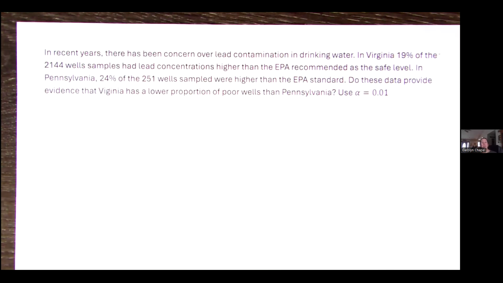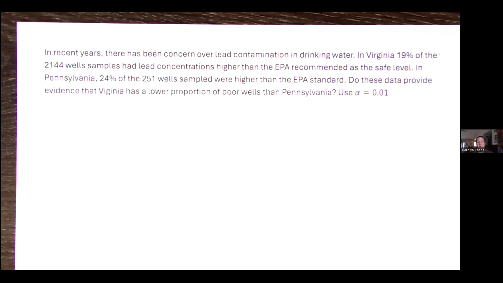So in recent years, there has been concern over lead contamination of drinking water. In Virginia, 19% of the 2144 wells sampled had lead concentrations higher than the EPA recommended as safe level. And in Pennsylvania, 24% of the wells sampled were higher than the EPA. Does this data, or do these data, provide evidence that Virginia has a lower proportion of poor wells than Pennsylvania?